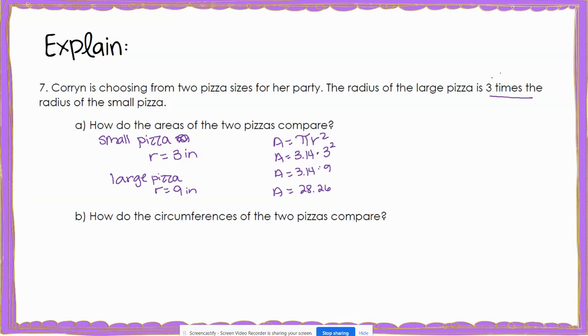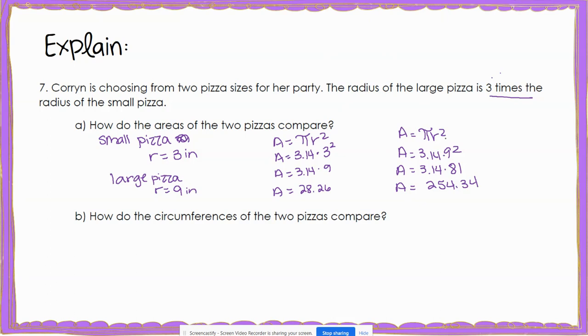But then I would want to do the same thing for the large pizza. So for the large pizza, I'm going to do area equals pi times radius squared. So 3.14 times, this time, 9 squared. So I would need to do 9 squared first, which means 9 times 9, which is 81. So now I'm multiplying 3.14 times 81, which gives me an area of 254.34.